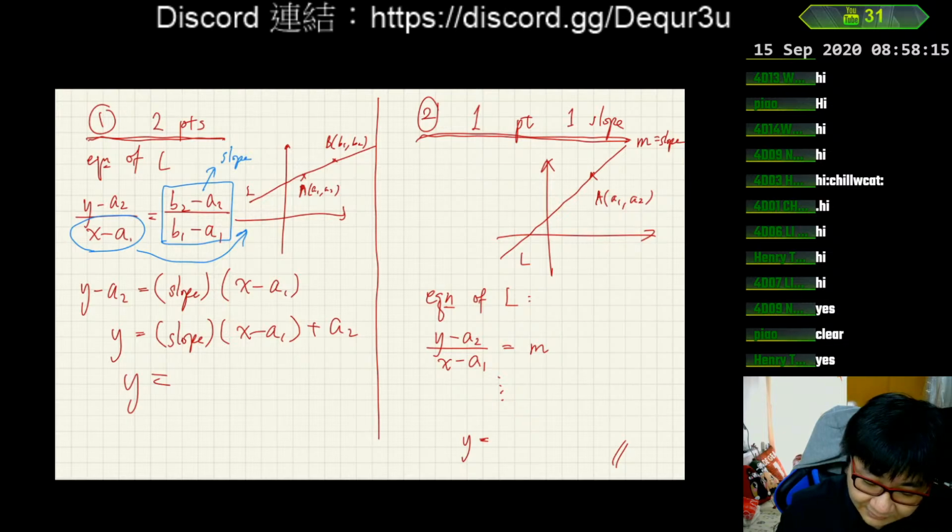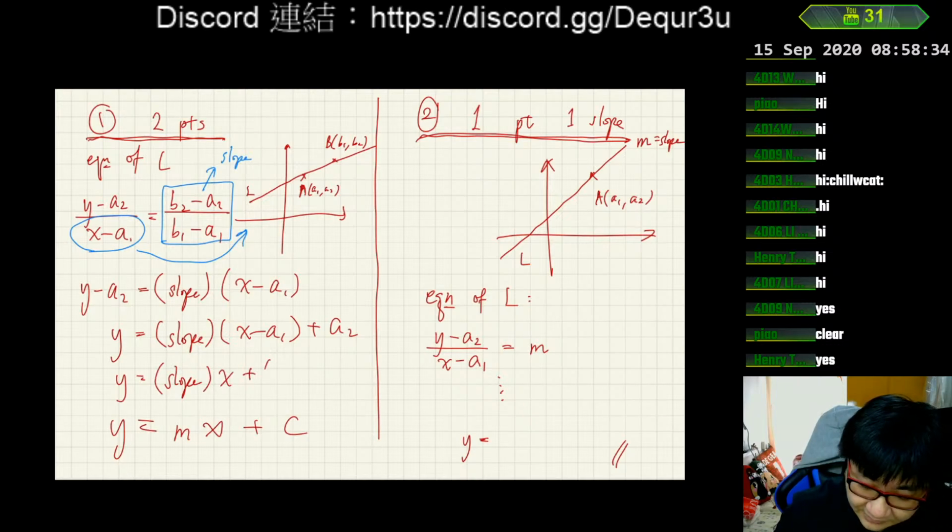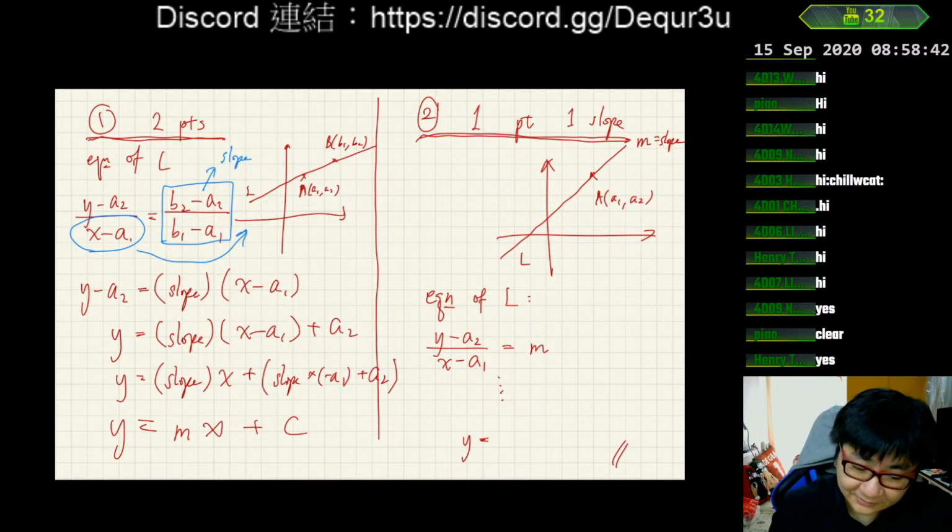Then if we are making y the subject, usually we will see the form y equal to mx plus c. Maybe I move this step one step down because I want to write something in the middle. Then this will be slope times x, and then another term, slope times negative a1, and then plus a2, to be in full. So you can see that always, if we make a y subject form like this, the number in front of x will be the slope.